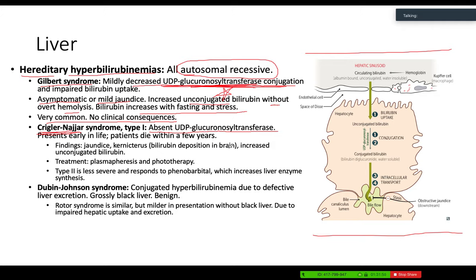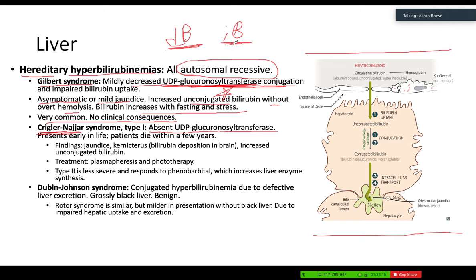Now, we talked about how you can have a direct bilirubin and an indirect bilirubin. Direct bilirubin we like. Direct bilirubin is water soluble. It's conjugated to that glucuronide molecule. It can be excreted in the bile. It can go out through the urine. This is a very friendly type of bilirubin.